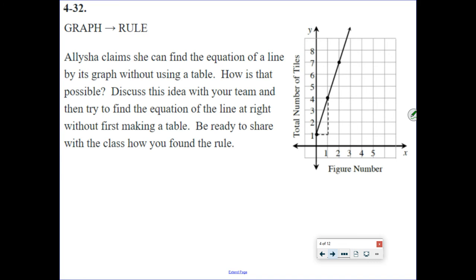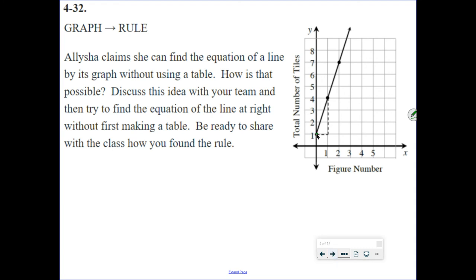Graph to rule. Alicia claims, this is problem 4.32, that she can find the equation of a line from its graph without using a table. How is that possible? Discuss this idea with your team and try to find the equation of the line without making a table. Be ready to share with your class. Just by looking at the graph, I can write the rule pretty quickly. Now of course I'm the teacher, but you could probably do it pretty quickly too. Some of you already have the rule. Some of you are not quite sure what's going on, and that's okay.